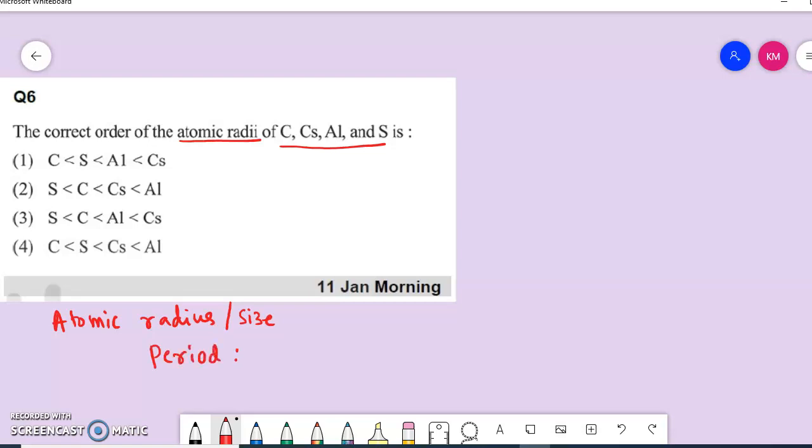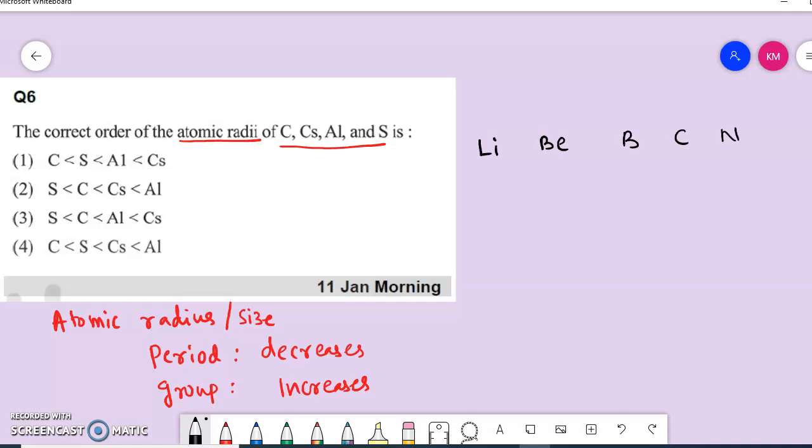Across the period, that is from left to right, size decreases. And down the group, size increases. And what are the elements given over here? If you observe the locations carefully, here I am writing lithium, beryllium, boron, carbon, nitrogen. Here, down the group: sodium, potassium, rubidium, cesium. Just for understanding, aluminium, here oxygen will be there and sulfur will be there. Right, this is the location.